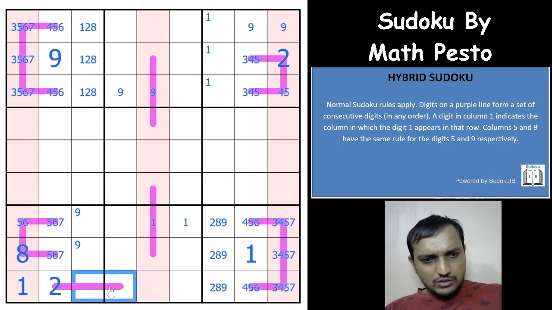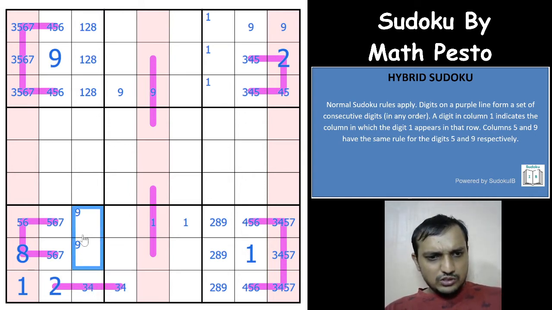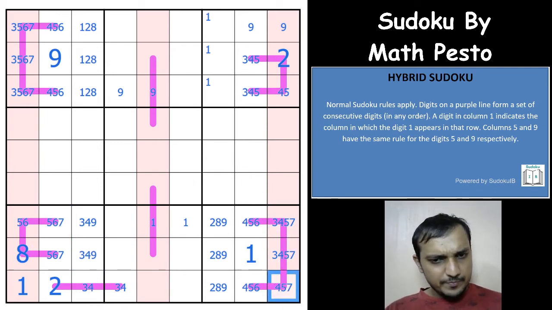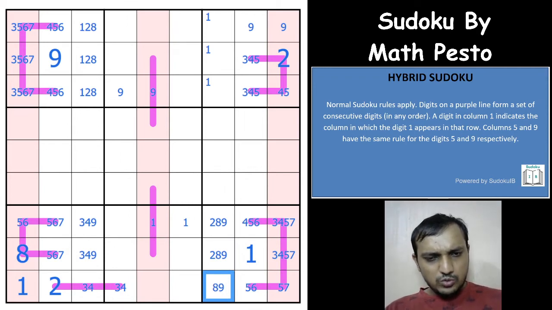9 cannot be here. 3 and 4 would have to be somewhere here. So these 2 cells are 9 and 3 or 4, right? 3, 4 or 9. 9 would have to be in one of these 2 cells, so these 2 cells will have to be 3, so this cell cannot be a 3. 3 and 4 is here, so this cell cannot be 4 as well. This cell cannot be a 2.